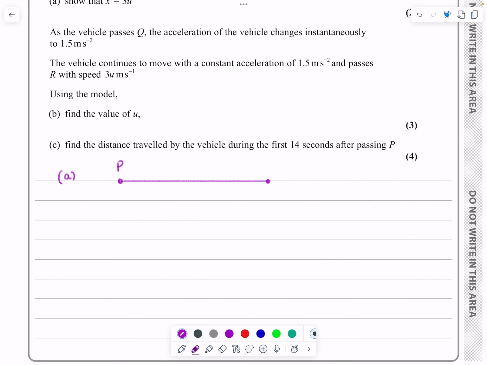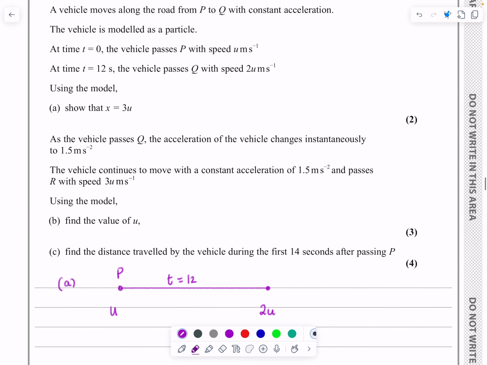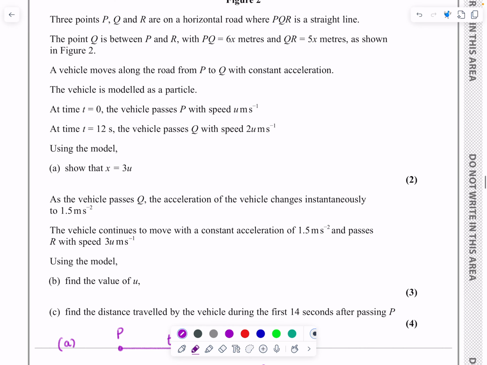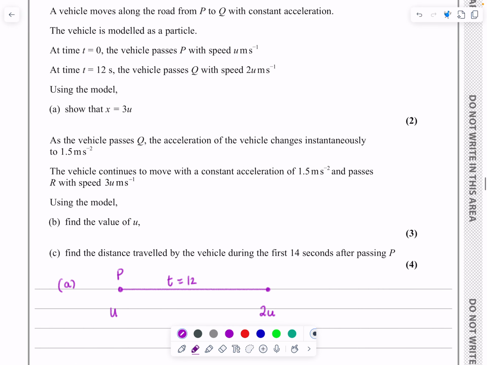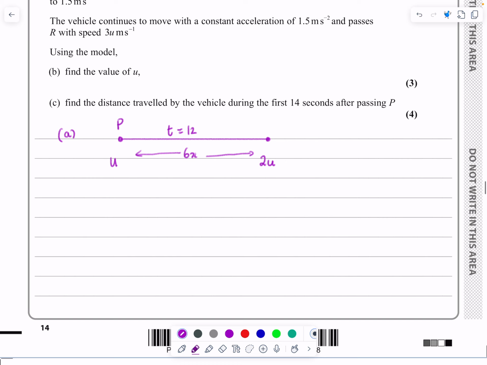What do we know? Well, we know that it starts off with a speed of u. We know that it finishes with a speed of 2u. We know that that time there is t equal to 12 seconds. And I think that's it so far for what we know. Yeah, so it asks us to show that x is equal to 3u. x is obviously going to be the distance that it's travelling here. We know that that's 6x there. Sorry, yeah, that's the other piece of information we know. So if I'm looking at this, this is a classic SUVAT question.